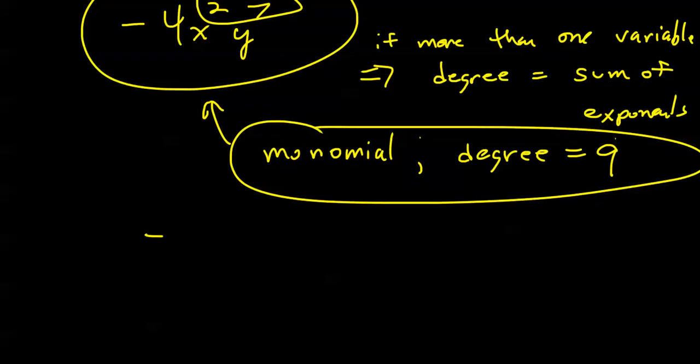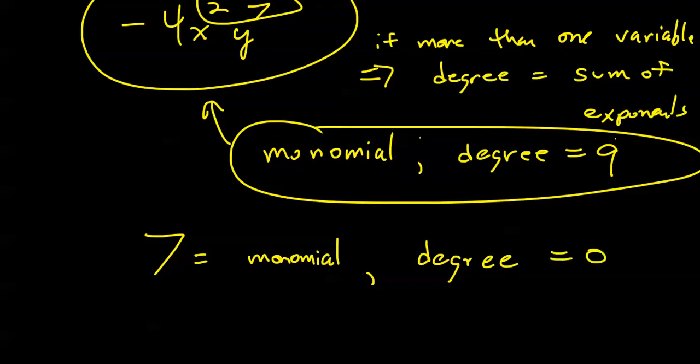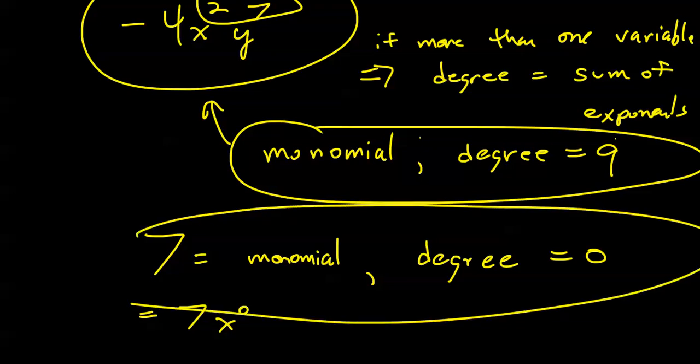Alright, for example, the number 7 is a monomial. And I would say that's degree 0. Because clearly I can rewrite 7 as 7 times x to the 0th power. So any constant is going to be a monomial of degree equals 0. Alright, so we defined what degrees of monomials are.